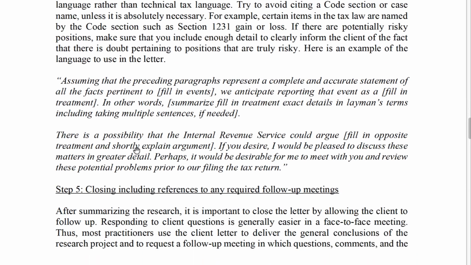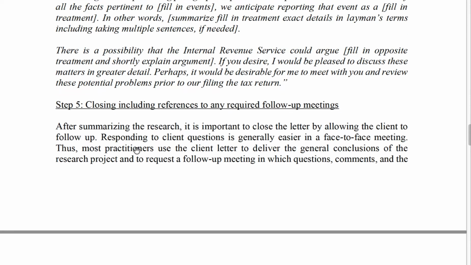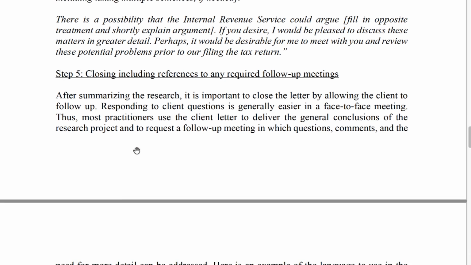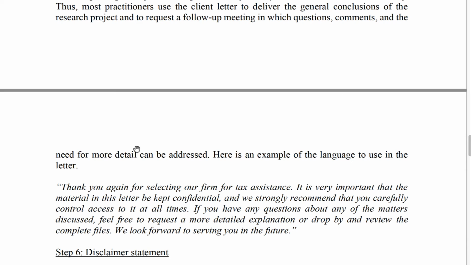And then next is step 5, the closing, including references to any required follow-up meetings. So after summarizing the research, it's important to close the letter by allowing the client to follow up. Again, you put all this stuff in there. You put facts. You put what you understand the project and the engagement to be. You're putting the results of your research. So you want to put something in there, basically saying, and again, you want that fluff language.